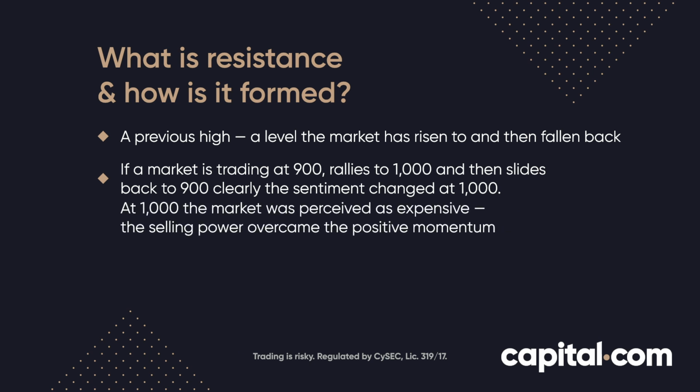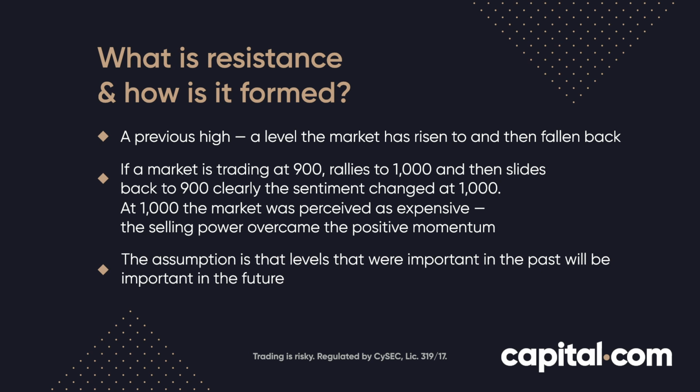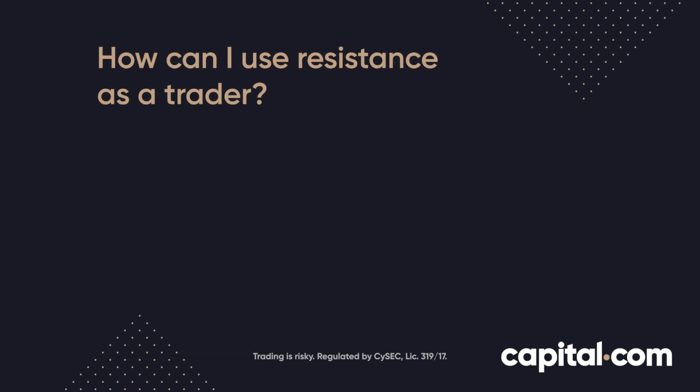At 1,000, the market was perceived as expensive. The selling power that came in overcame that previous positive momentum. So the assumption is that levels that were important in the market in the past will be important again in the future. So how can you use this as a trader?